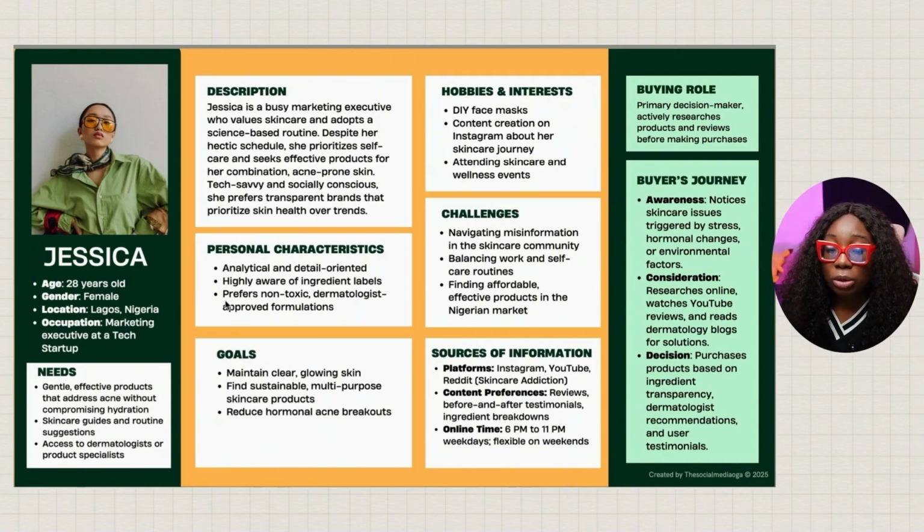For your buyer persona, you want to have things like age, gender, location, and occupation. That's like the demographics. Jessica is 28 years old. She's a female. She lives in Lagos, Nigeria. She's a marketing executive at a tech startup. Now, I did a brief description of Jessica.